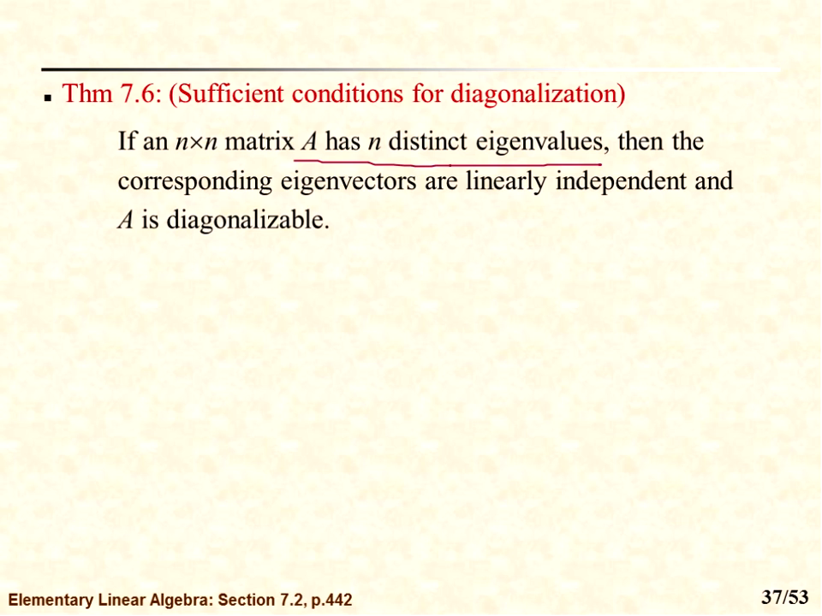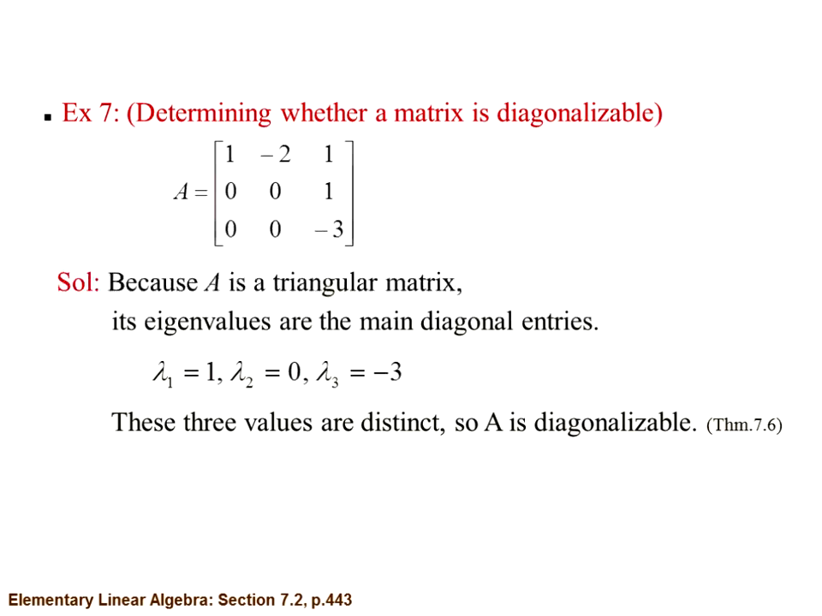Sufficient condition for diagonalization: if an n cross n matrix A has n distinct eigenvalues, then the corresponding eigenvectors are linearly independent, and A is diagonalizable.